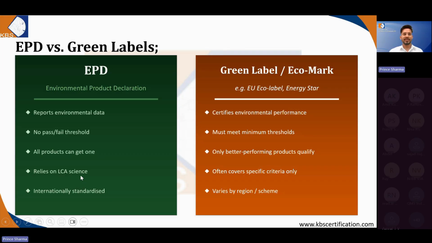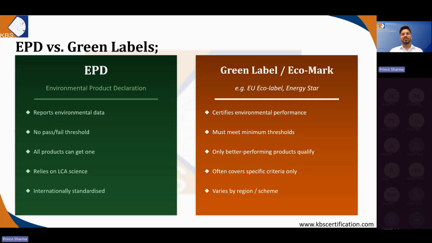EPD totally works on the LCA, right? And with green labels, sometimes there is liberty that you don't conduct the LCA, but still you can get the certification, just based on the previous data that you are publishing. That is always very inaccurate and has a lot of uncertainty in the data, and that is why the results will also not be very good in that case.